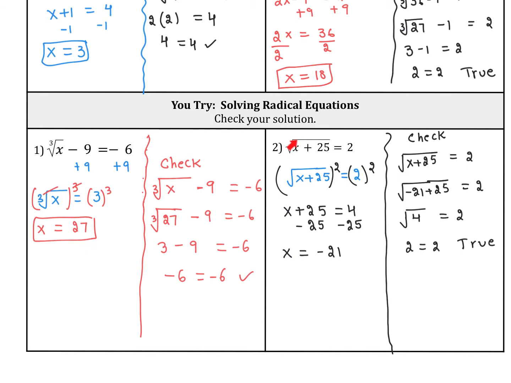For number 2, you're going to take a square on both sides so that you can get rid of the square root. x plus 25 is going to be 4, minus 25 on both sides. You got x equals negative 21. That value you're going to use and plug it into the main equation to see if the two sides are equal. So you got square root of 4 equals 2. So this is 2 equals 2, which is true.